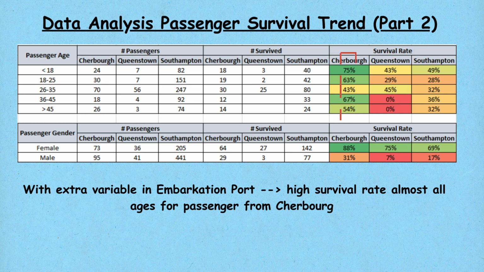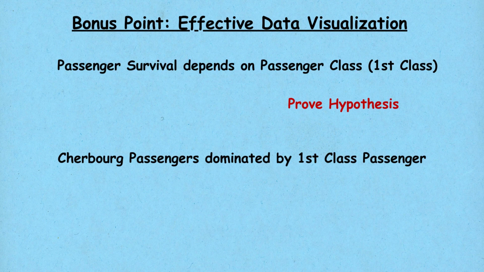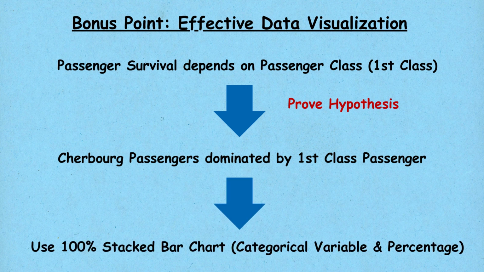Why is that? Here's my bonus point on effective data visualization. To answer why passengers from Cherbourg had higher survival rates, we hypothesized that many were first class, with better access to lifeboats. To prove this, we'll use a 100% stacked bar chart when dealing with categorical variables, where the chart shows the percentage of passengers by class at each embarkation port, instead of the number of passengers.